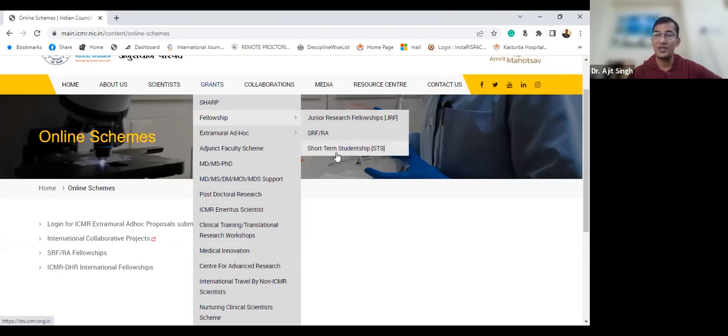They give 50,000 rupees now. I think last time it was 10 or 20,000 for MBBS and BDS people. Especially they give to them 50,000 rupees for a 6-month research project. If they are in the 3rd year or 4th year of MBBS or BDS, they can apply for this STS. It's very important, they give a lot of funds.